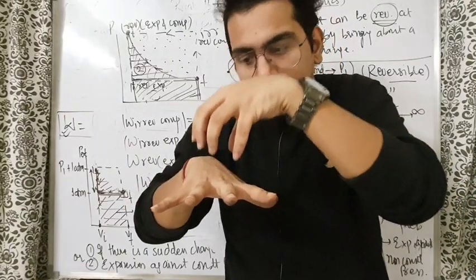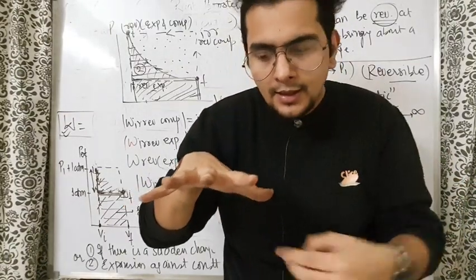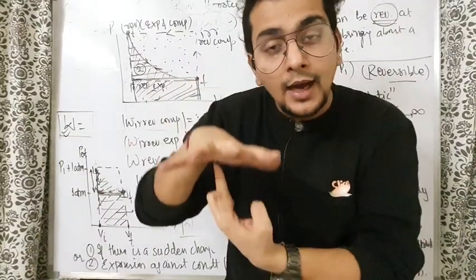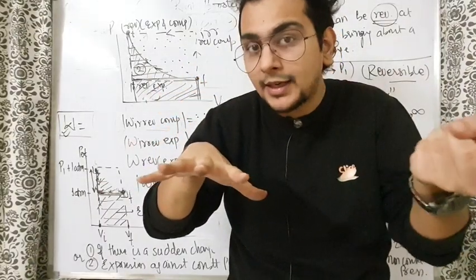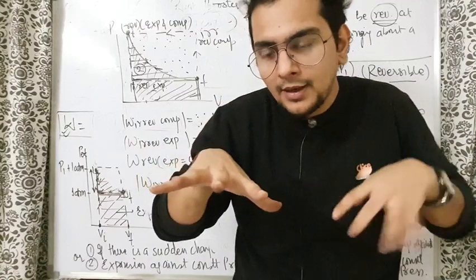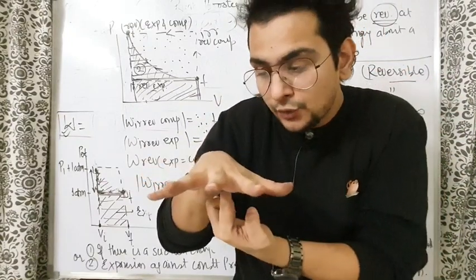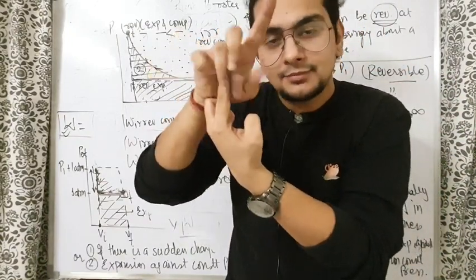So in the case of irreversible, I remove the brick. The work is done against what? I remove the brick, and after that the work is done. So if I remove the brick, only atmospheric pressure is left. So work is done against 1 atm.